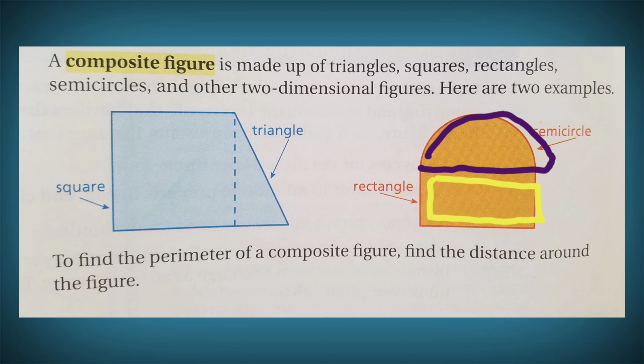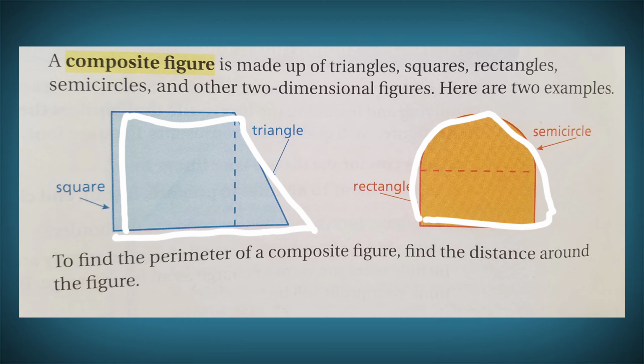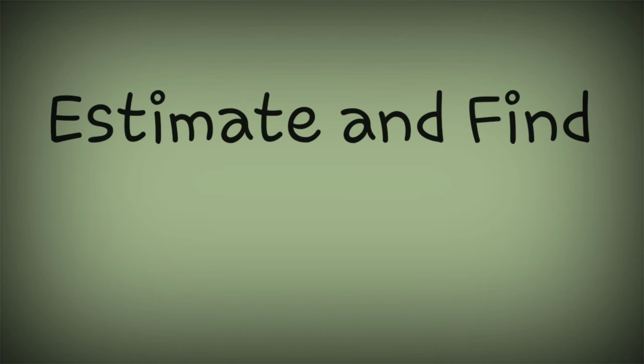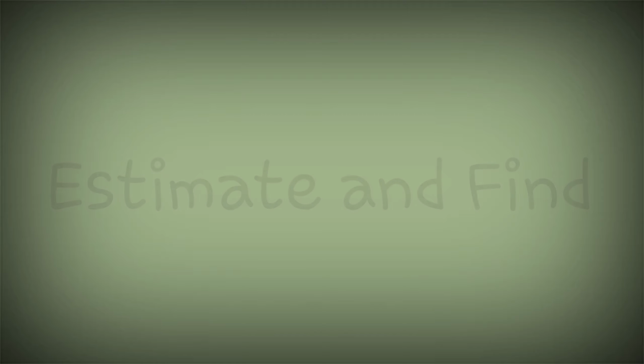The example in orange uses a rectangle and a semicircle. So it does the same thing where they give you a dotted line to show you where the two shapes meet. Then it says, to find the perimeter of a composite figure, find the distance around the figure. So it's the entire edge area. We would be adding up those lengths. Today we're going to practice estimating and finding the perimeters of composite figures.